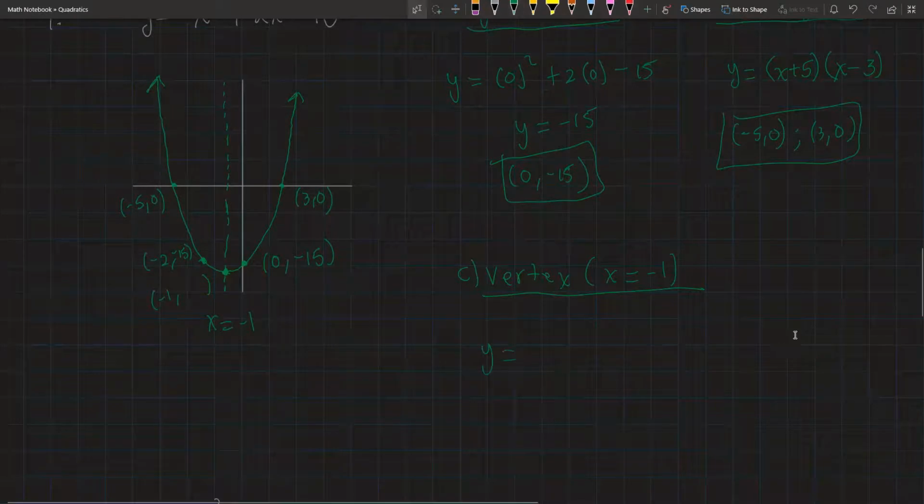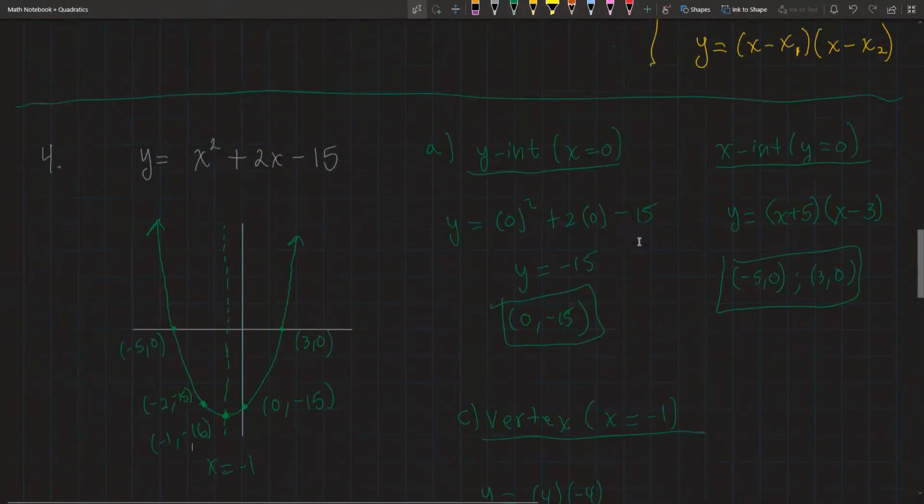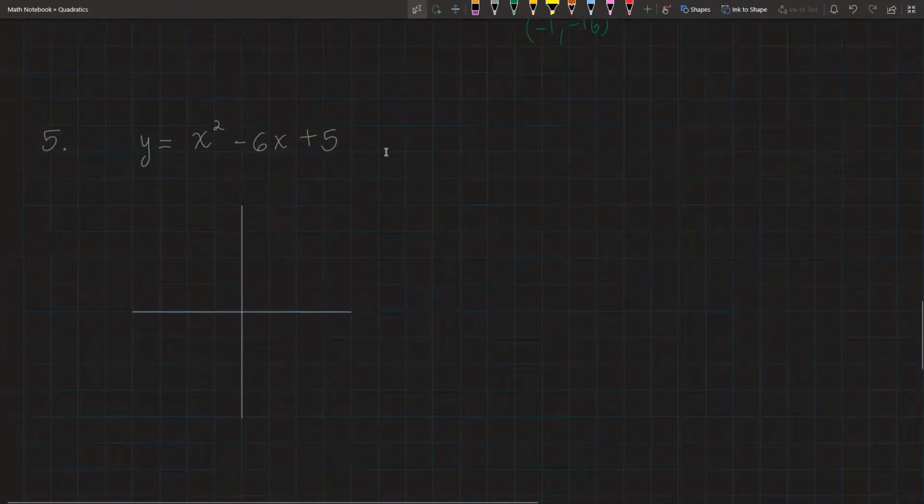So y equals, when I plug in a -1 to this term, we get a 4. And -1 minus 3 is -4. So therefore the vertex is (-1, -16), and done. There it is. Keep thinking of what's convenient to find in this format. Is it the X or the Y-intercept? It is the Y-intercept. All right, great.